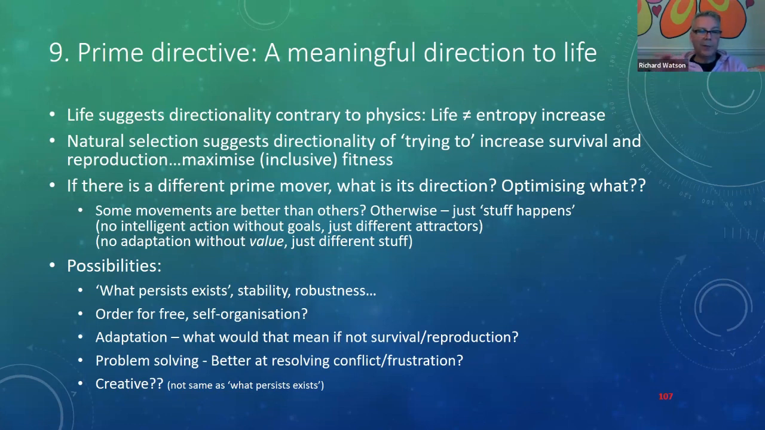So examples or possibilities of prime movers that people have talked about, right? So there's the what persists exists prime mover that just, if you don't change anymore, then you will carry on like that. And if you do change, then you won't be like that. So the things that you see are the things that don't change. This leads to refinements of stability and robustness, or ultra stability from Ashby. There's the moving towards order, or order for free, or self-organization. But we don't just want order. We want things to be adaptive.